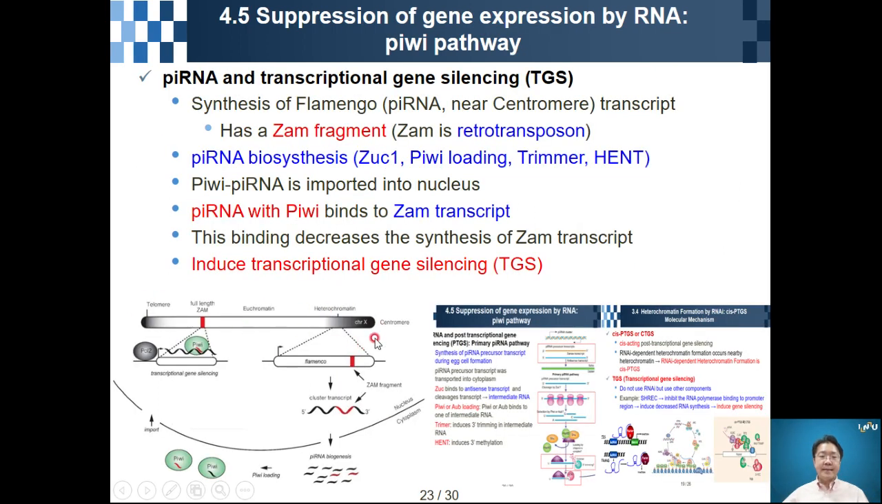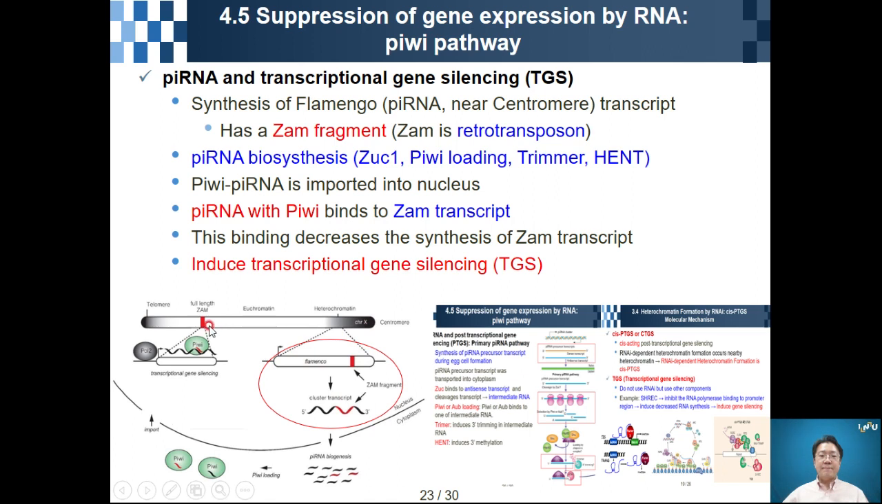Chromosome X in Drosophila. The flamenco piRNA cluster is located near the centromere region of chromosome X. This region is heterochromatin. So this flamenco transcript is synthesized, and after that, it makes sense and antisense transcripts. However, this flamenco has the gypsy fragment.